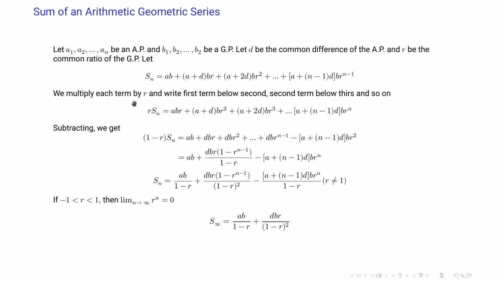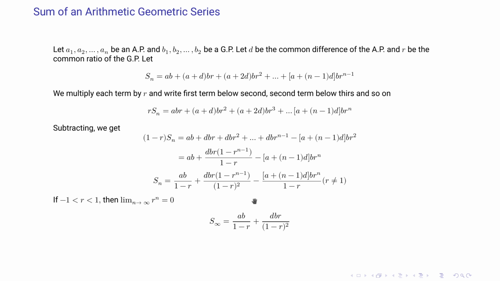So we now multiply each term by r and write the first term below the second term, the second term below the third term. We pair them, and then we subtract both of these. We obtain (1 minus r) multiplied with Sn is equal to ab plus dbr plus dbr square plus up to dbr to the power n, and minus (a plus (n minus 1) into d) multiplied with br to the power n.